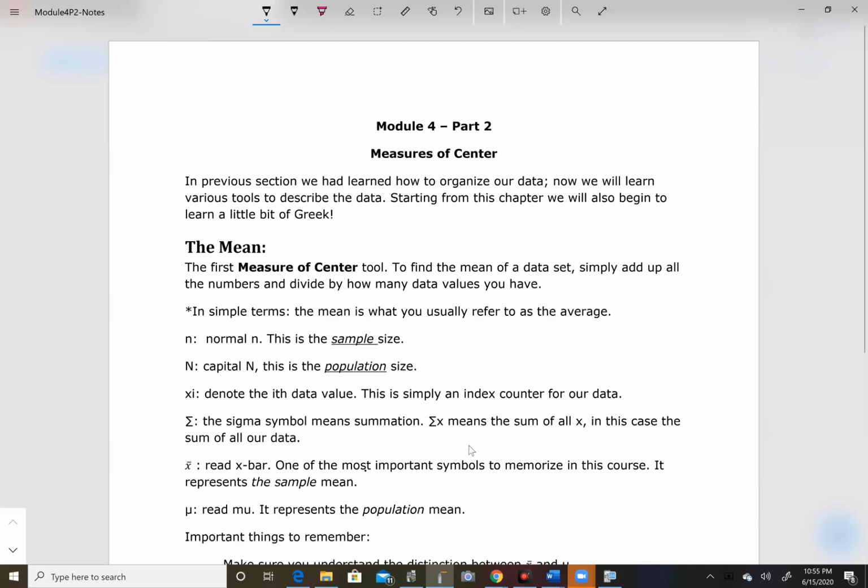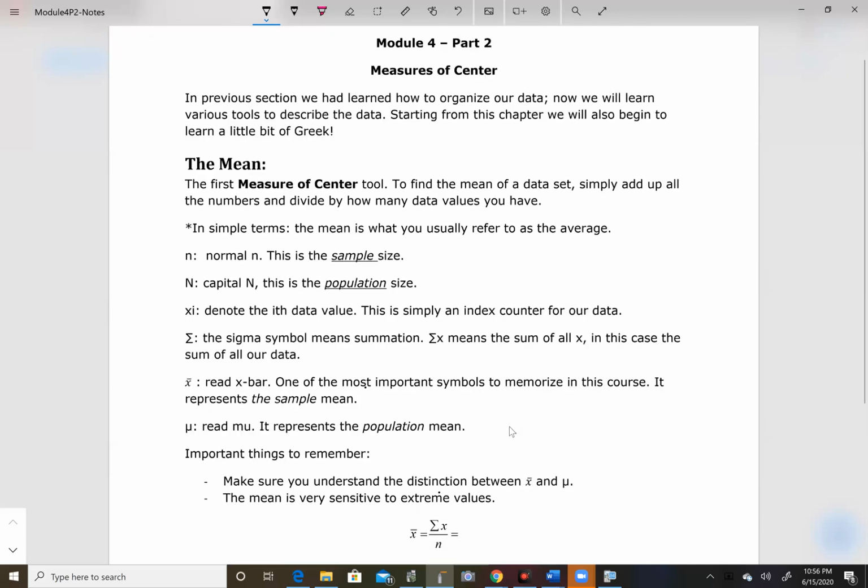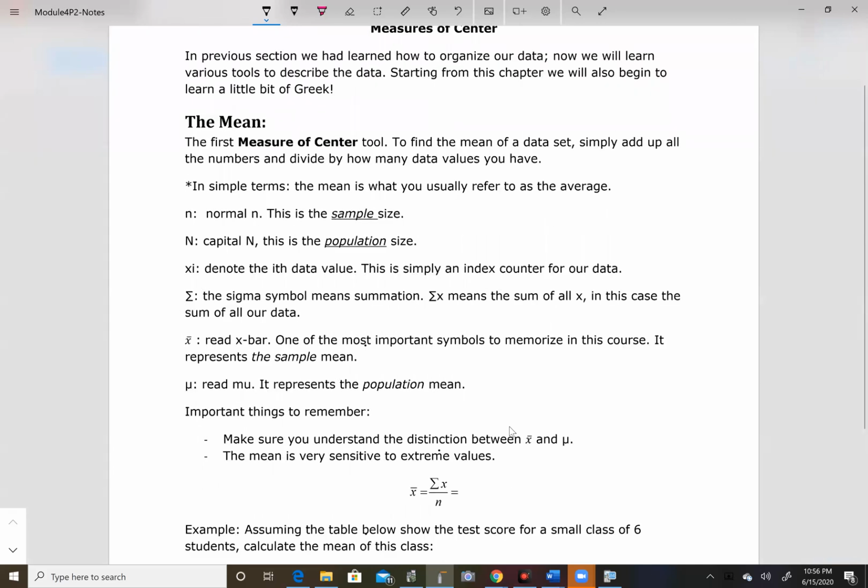So this professor who created these notes is very excited that we're going to mention some Greek letters. And actually, as a mathematician, after years and years of mathematics classes, it is cool that we learn a lot of Greek letters.